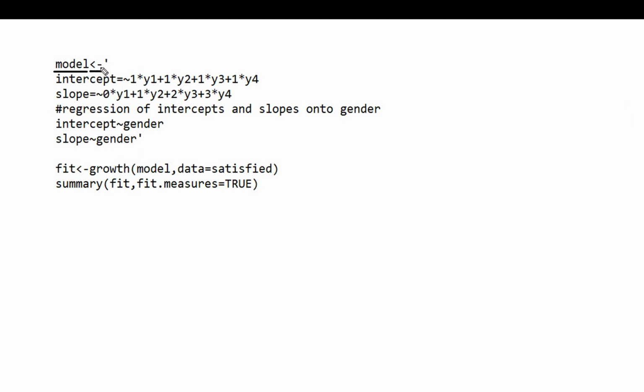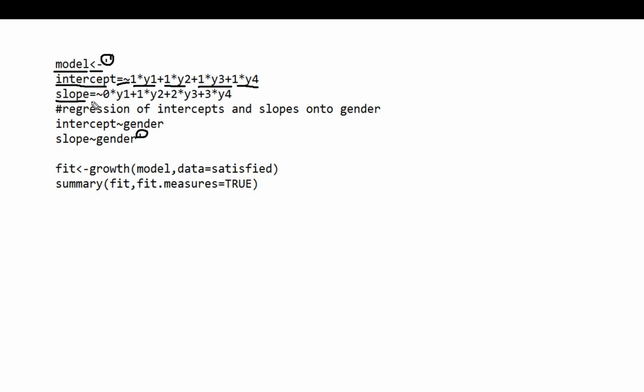You'll notice also I'm using an arrow instead of an equal sign. That's fine. I have my single apostrophe here, and then at the end right here we have to close out our model specification with that end apostrophe. So you'll notice that I'm just typing in intercept followed by an equal sign and then a tilde sign. Then we have 1 times y1 plus 1 times y2 plus 1 times y3 plus 1 times y4.